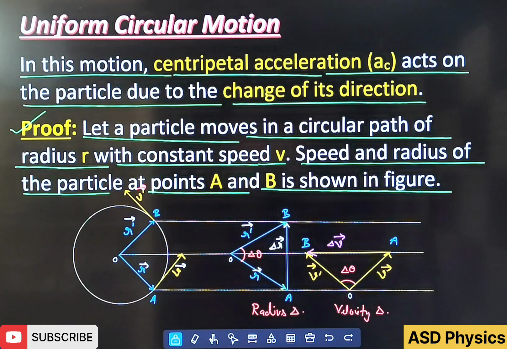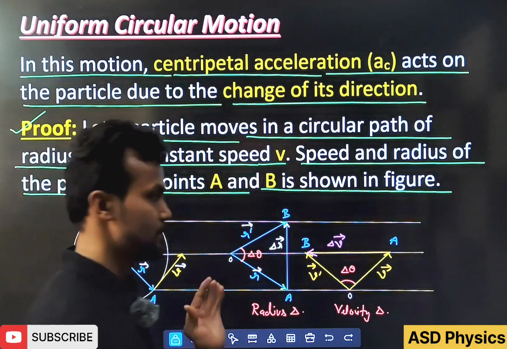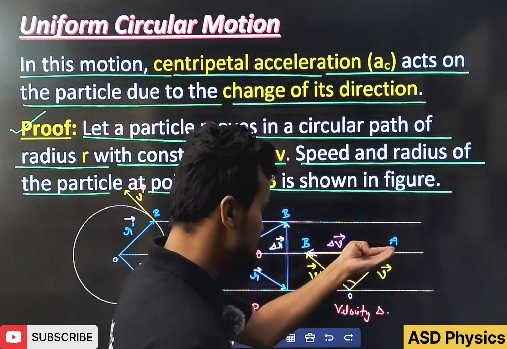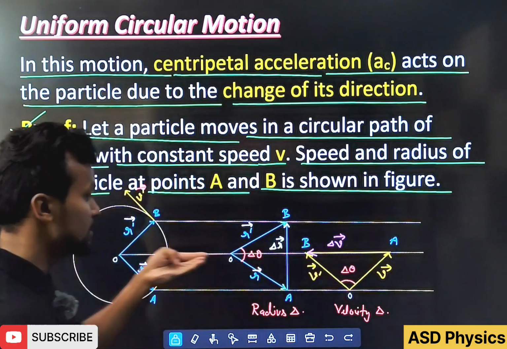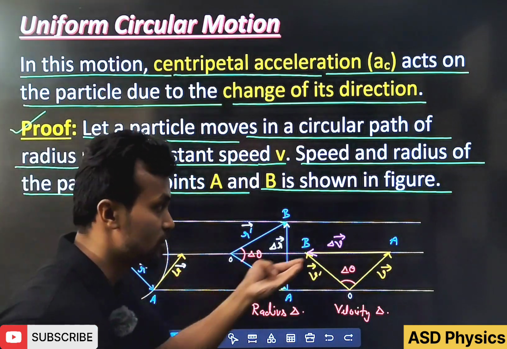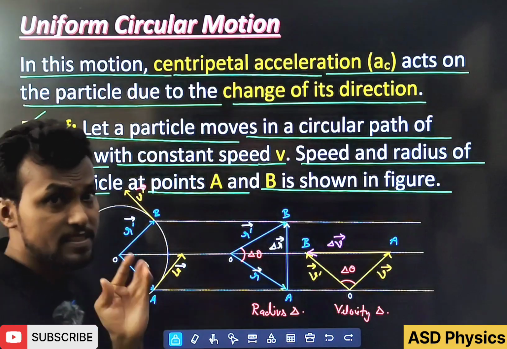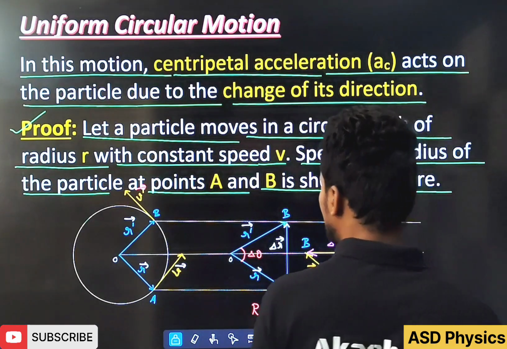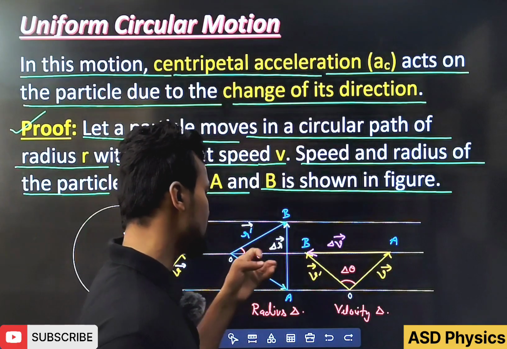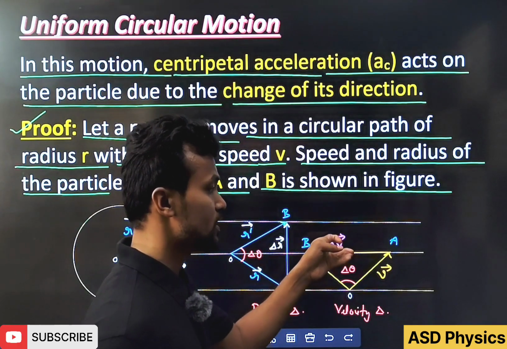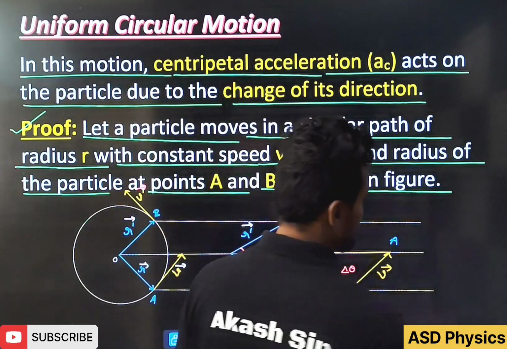Very important derivation, how we have drawn here the triangles. And you can see very well this change in velocity delta V should be along the center. That's why I have drawn the dotted line. Delta V should be along the center. So as both the triangles are similar, what we can tell, very important, delta R by R is equal to delta V by V. That we are going to see now.